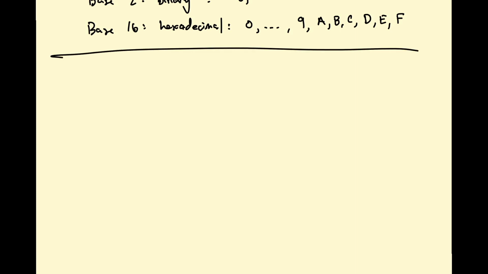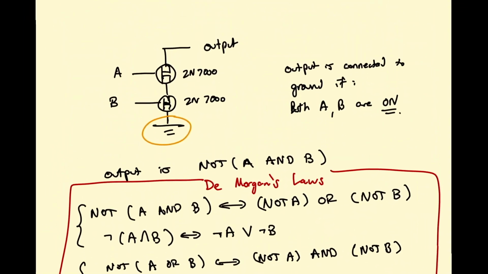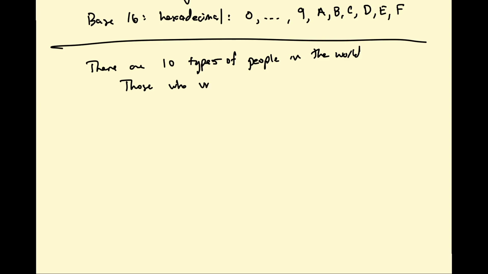So there was a joke I told you guys last time, which was, how many types of people are there in the world? 2, right? But how did I write it? Oh, I didn't write it, did I? I just said it. Okay. So there are 10 types of people in the world. Those who understand binary, and those who don't.